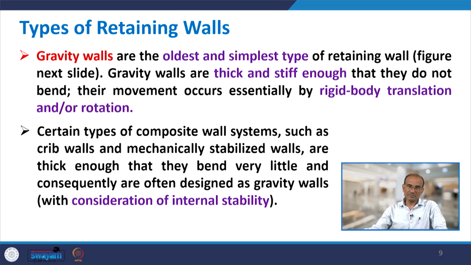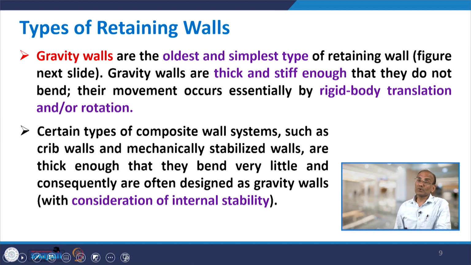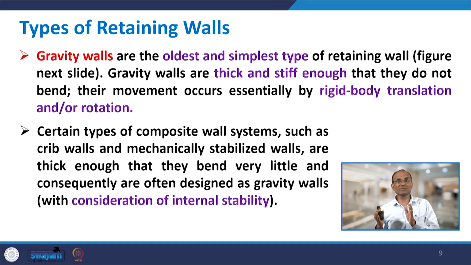So, first of all, they are the simplest, oldest walls, which is given in the next figure. Normally these were quite thick or massive walls. So, as a result we can consider that rigid body translation occurs. Certain types of composite wall systems such as crib walls and mechanically stabilized earth walls are thick enough that they bend very little and consequently are often designed as gravity walls with consideration of internal stability.